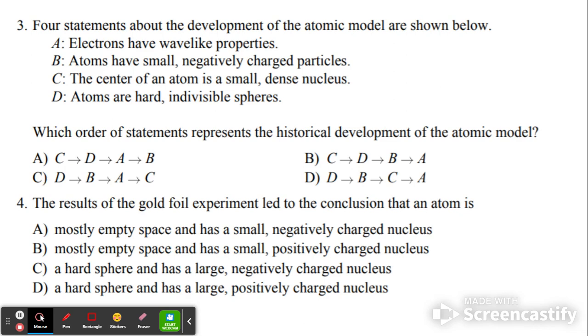Question 4. The results of the gold foil experiment led to the conclusion that an atom is, as we have already established, the gold foil experiment in fact showed that the majority of alpha particles penetrated straight through the gold foil, which was indicative that the majority of the atom was empty space with a small and positively charged nucleus. So the best fitted choice is B for question 4.